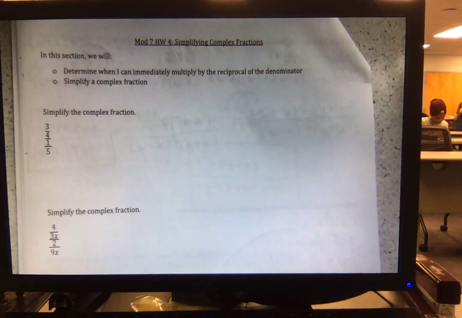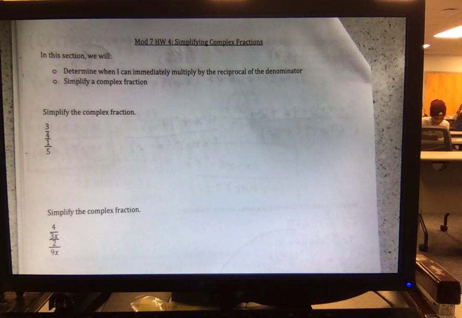All right, so Module 7, Homework 4, simplifying complex fractions. We want to simplify this complex fraction 3/4 over 1/5. What a complex fraction really is, is a fraction in a fraction. So we have 3/4 divided by 1/5.